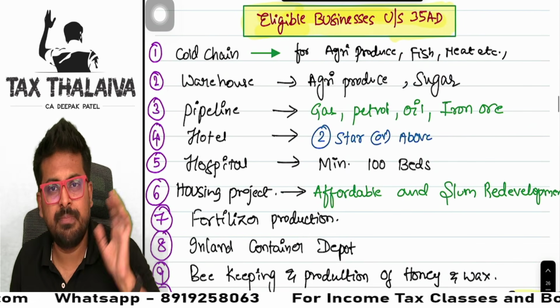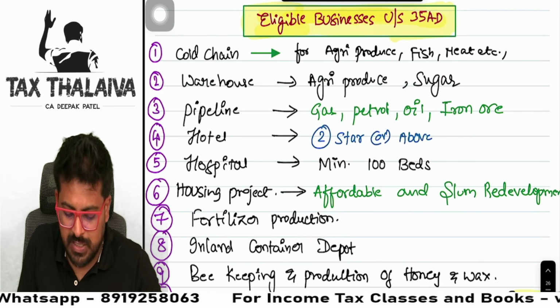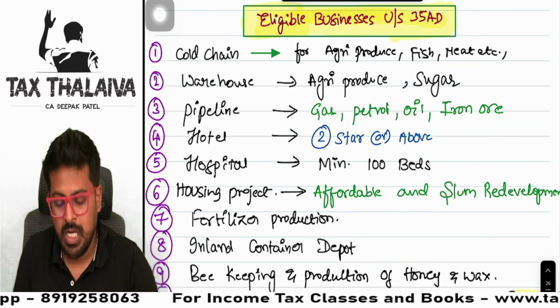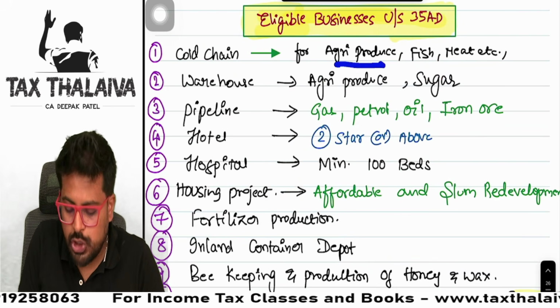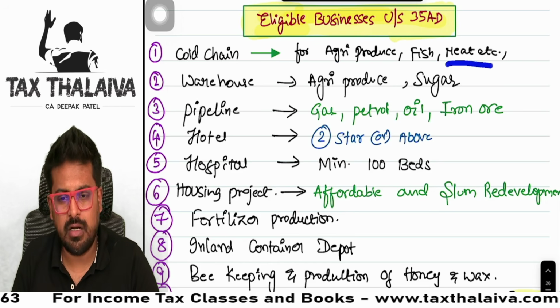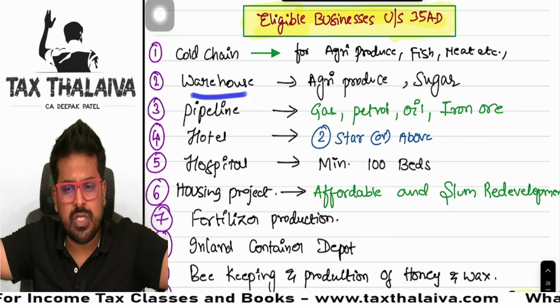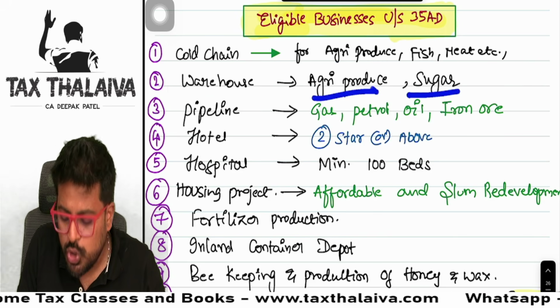Sir, what are these eligible businesses, sir? First business is cold chain facility for storing agriculture produce, fish, meat, etc. Warehouse, big warehouses will be there, for agriculture produce or sugar.